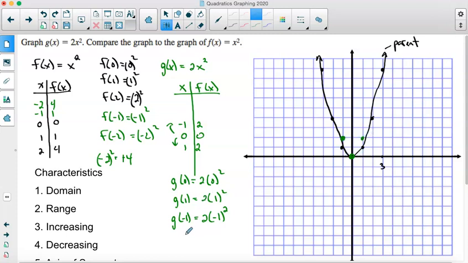Okay, let's do a couple more. So I'm going to do g of 2 is 2 times 2 squared. 2 squared is 4. 4 times 2 is 8. So 2, 8. So here's 1, 2 on my x-axis, and then 1, 2, 3, 4, 5, and this is my 8 right here. And then if I do g of negative 2, I'm going to get the same thing. Negative 2 squared is also negative 2 times negative 2, which is 4, and 4 times 2 again is 8.